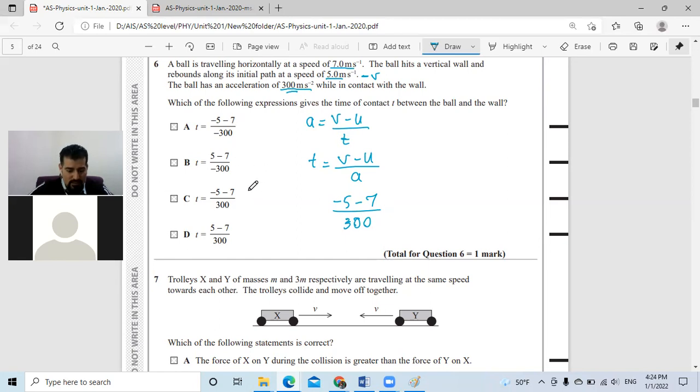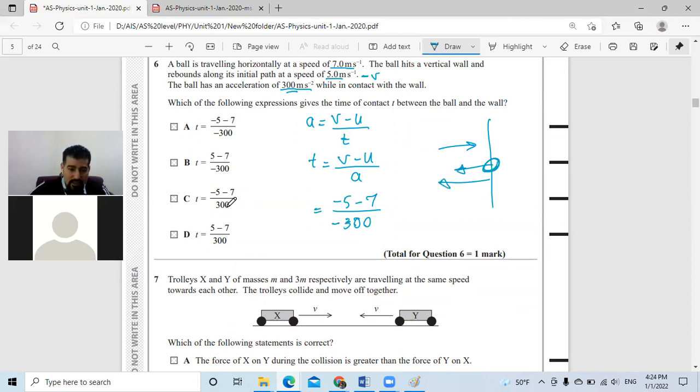The answer is... why it's negative? Exactly, why it's negative? Because it was moving to the right and the bounce or the force is in the opposite direction, and that's why the acceleration is negative.